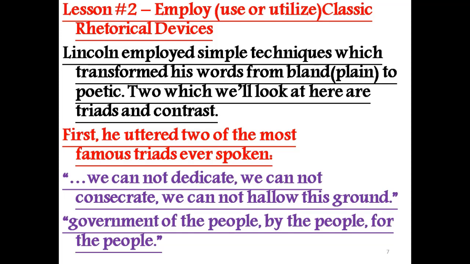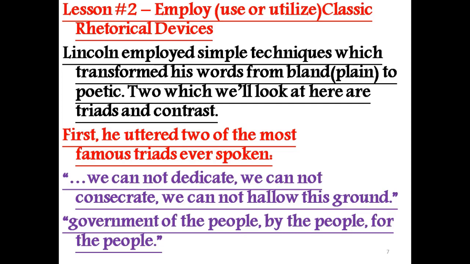Lincoln employed simple techniques which transformed his words from plain to poetic. Two which we will look at here are triads and contrast. Both are simple, plain techniques, as well as poetic, which means metaphorical and not literal, like symbolical. Triads mean presenting three ideas, and contrast means presenting opposite ideas, two ideas opposite to each other.